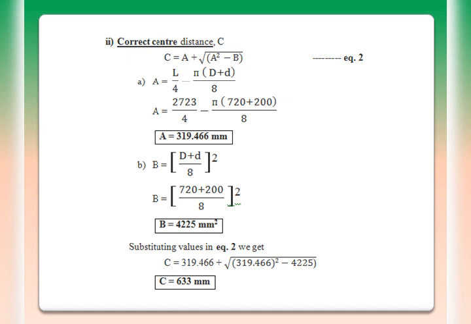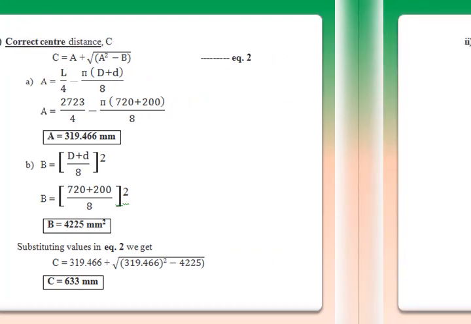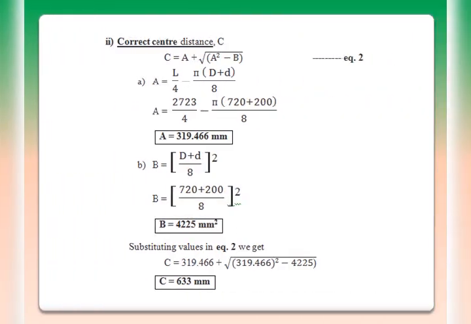We'll evaluate the values of A and B first. Capital A is equal to L by 4 minus pi into (capital D plus small d) divided by 8. Here for L you have to substitute the recommended pitch length, not the exact length. That is 2723. So capital A is equal to 2723 divided by 4 minus pi into (720 plus 200) divided by 8. So we are getting the value capital A is equal to 319.466 mm.